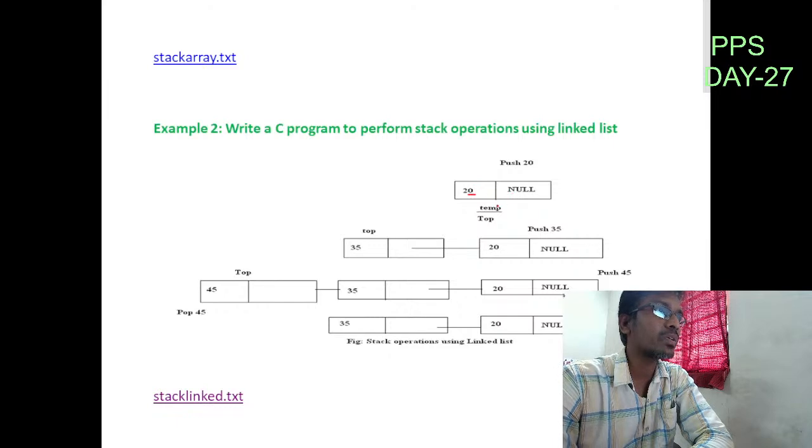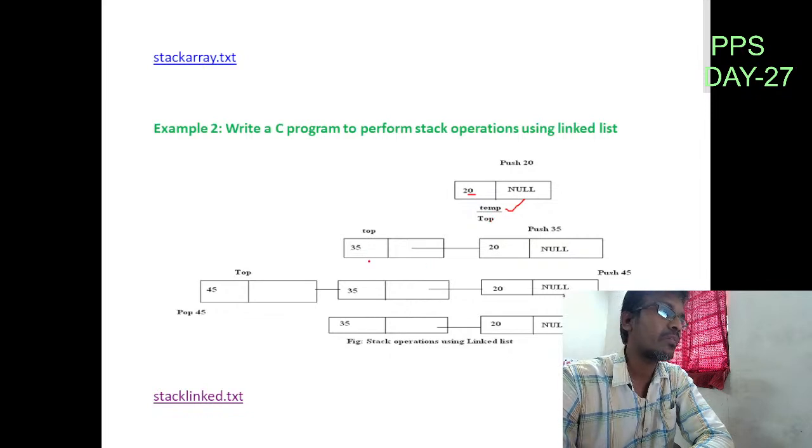So initially the node name can be called a temp node, and with the help of temp points to data is equal to address of x. We are going to read the value from the keyboard. So after that what you have to do? So we're going to change temp as the top of the element. So why? Because the stack contains only one element. That element is the top of the element. So that's why I'm going to change the temp as the top of the element.